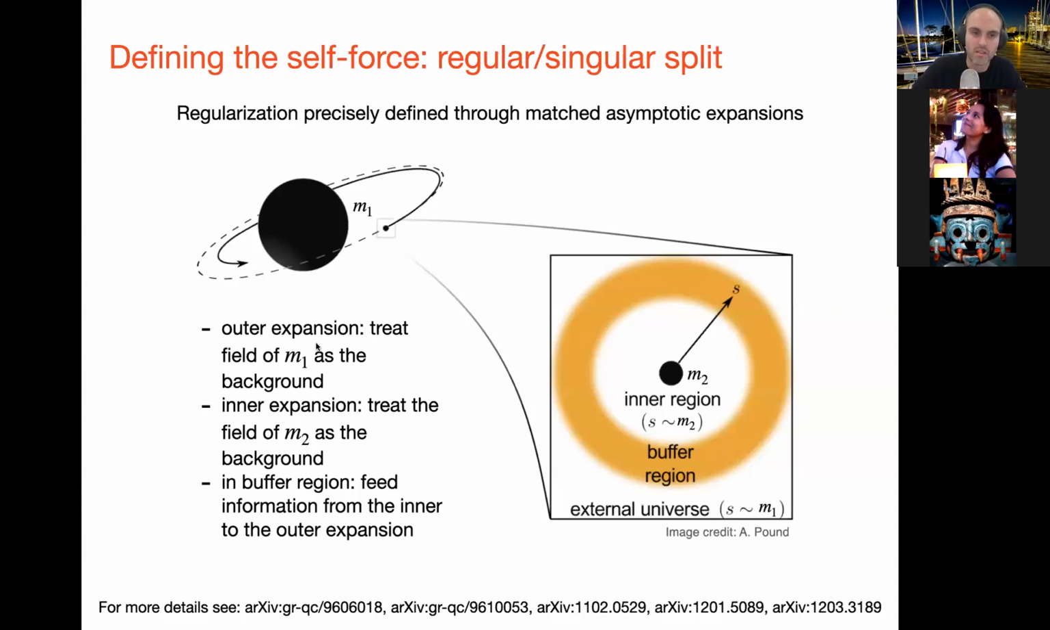So we have an outer expansion where we treat the field of M1 as the background, and that's then perturbed by the presence of the smaller body. So you have a tidally perturbed M1. We can also just zoom in around the small body, and we can treat the smaller body again as a Schwarzschild-ordered curved black hole, which is then tidally perturbed by the presence of the bigger black hole. And there's some buffer region in between the two, and by ensuring consistency across that region, we can define this regular singular split, basically.